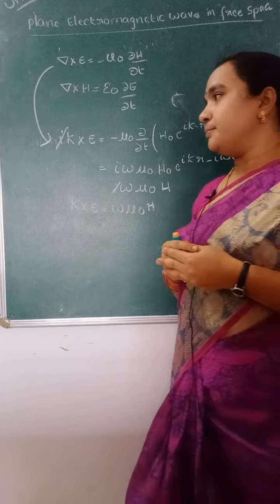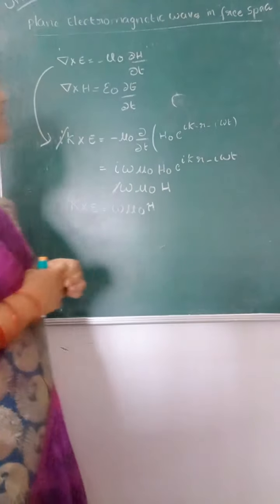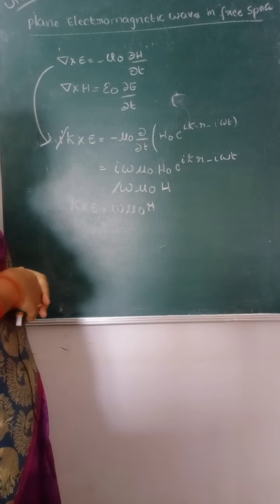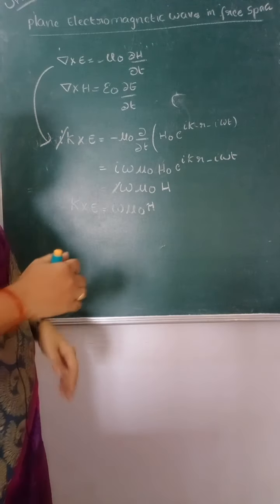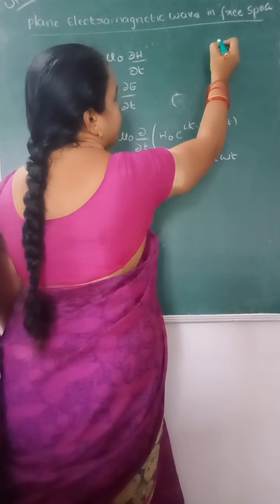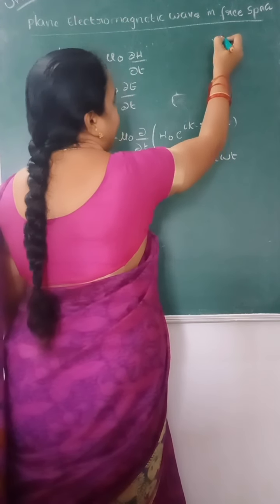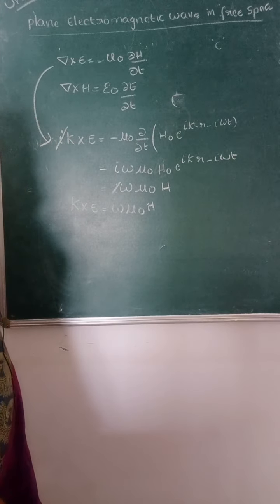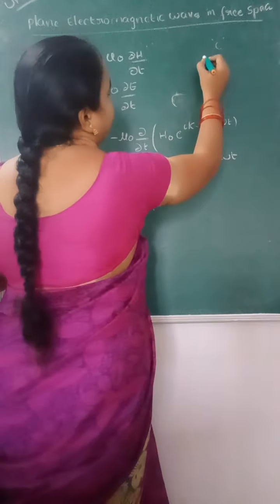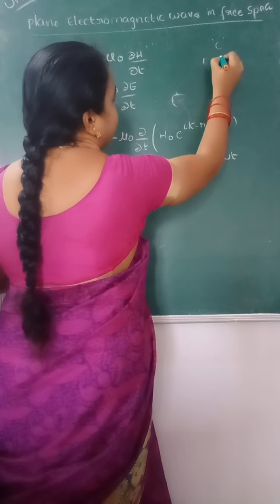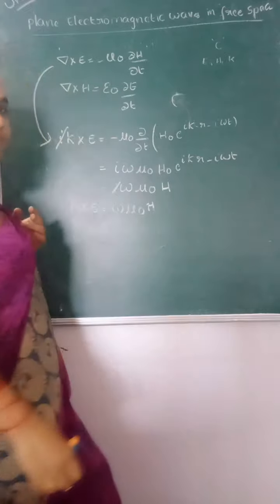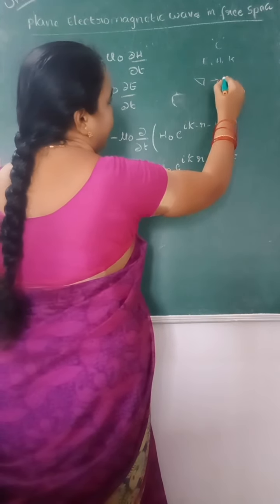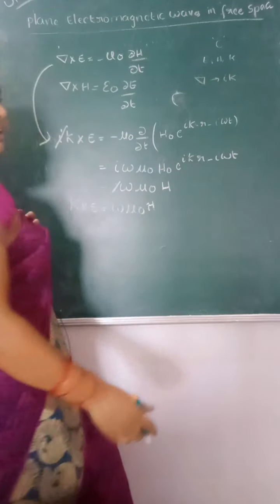Good morning, students. In the previous class, we have learned about the plane electromagnetic waves in free space, how the waves are traveling. We summarize that the plane electromagnetic waves travel with the velocity of light in free space. And the second point we have derived is that the vectors E, H and K are mutually perpendicular, and we have replaced del with ik in all calculations.